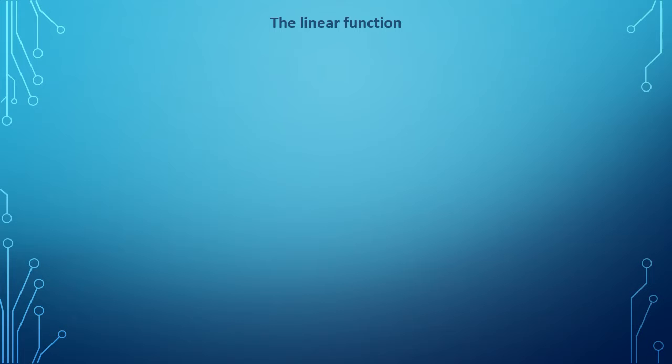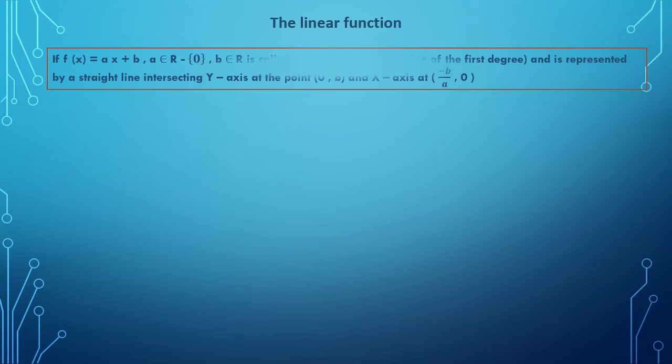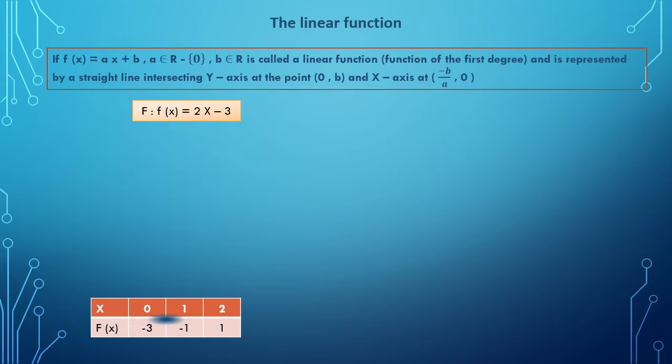Another function will be the linear function. This is a function of the first degree, and it is the linear function that we represent by a straight line. So if we have a function like 2x minus 3, we make a table with the simplest points like this, 0 and 1 and 2, by substituting every x that we have, 0, 1 and 2, in this function to get our values in this table.